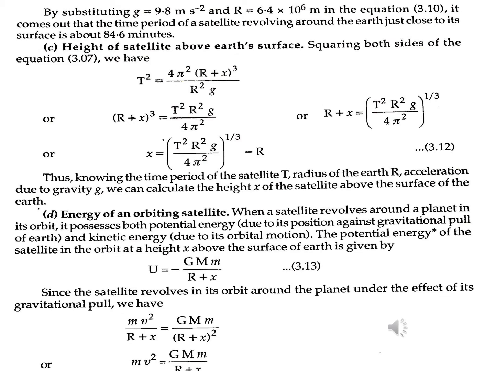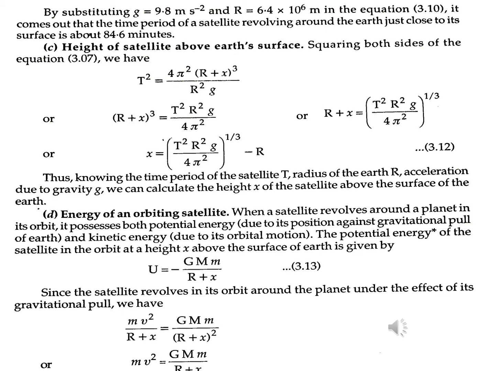Gravitational pull is the cause of the satellite's orbital motion. Kinetic energy is the energy of the satellite by virtue of its motion in orbit. We find that the orbital velocity of the satellite is independent of the mass of the satellite, but depends upon the radius of the orbit.